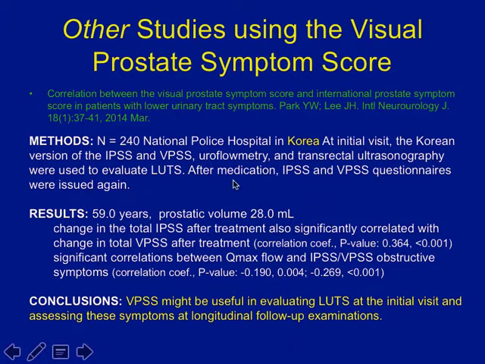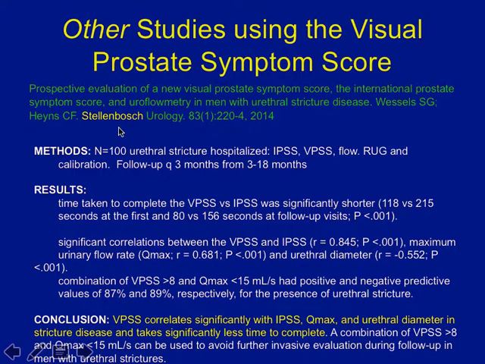The score was then tested at the National Police Hospital in Korea, where it was given before and after medication, and it was given serially over time. And in this study, they looked at flow rates and also the ability to sequentially give the score, and they concluded that it would be helpful and probably could be used in a similar way to the IPSS in longitudinal follow-up.